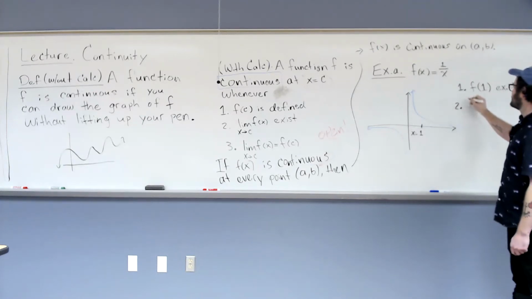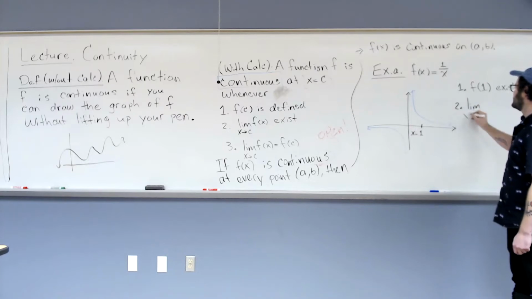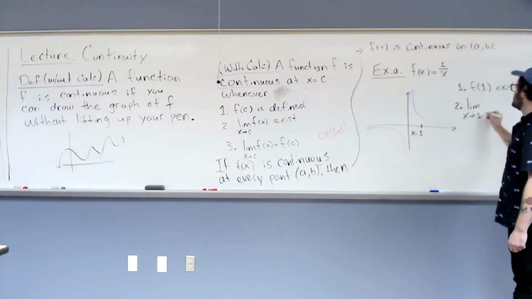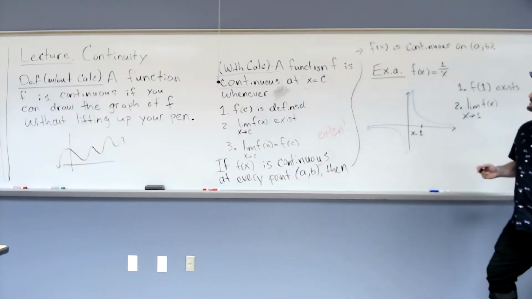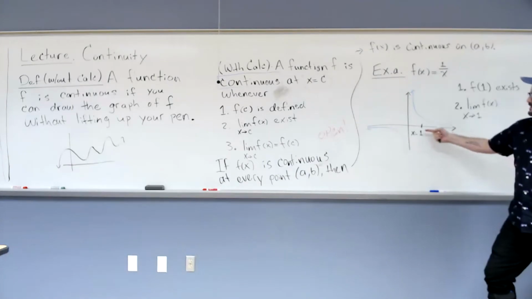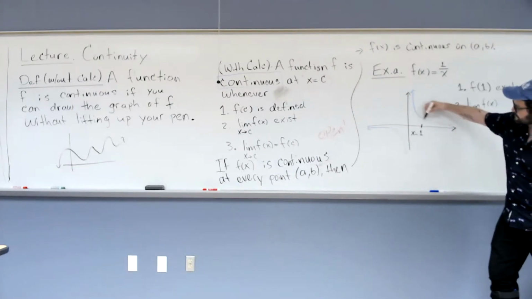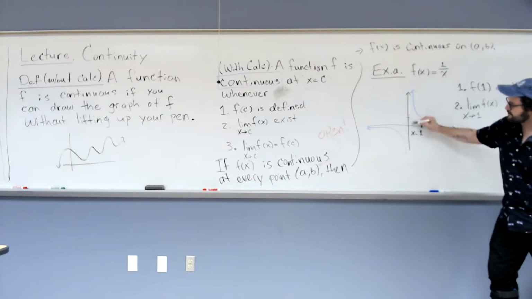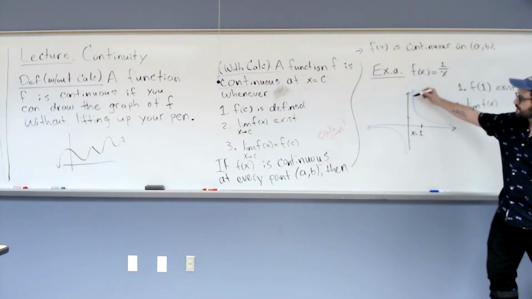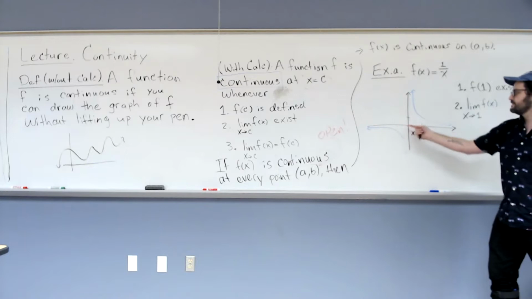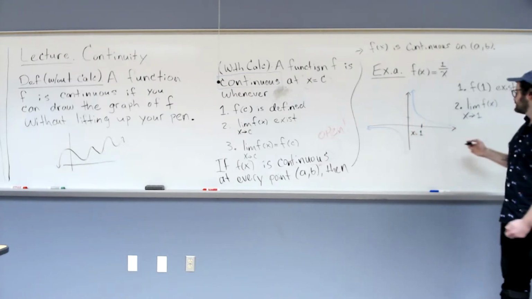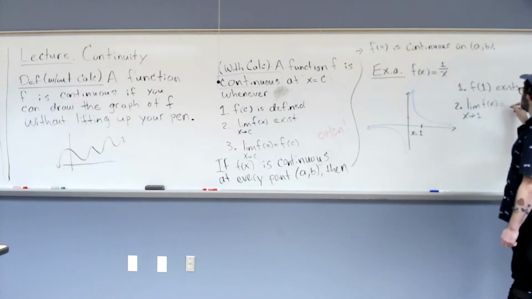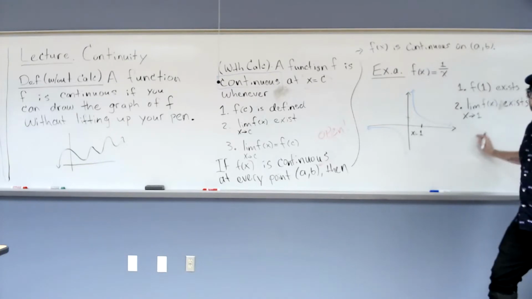Part 2. What about the limit as x approaches 1 of this function? Well, heading towards x from this direction, we're going to start heading towards 1, right? And then heading towards x from this direction, the function will start heading towards 1 as well, right? So this exists.